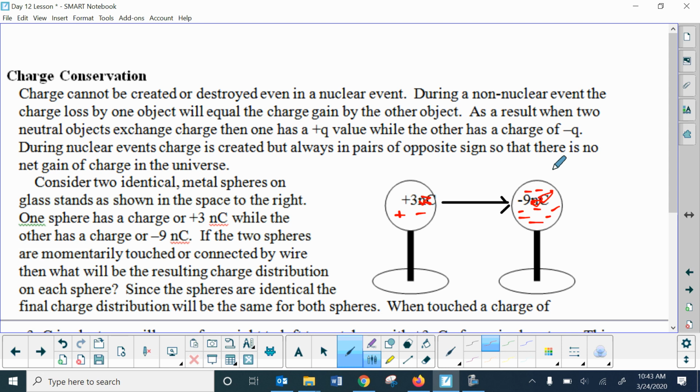Now, the charge that's going to move is the electron because the electron is allowed to move. If you try to move a proton, you get a nuclear explosion, so that's no good. That's not what we're talking about. We're talking about electricity, so electrons are the things that are going to move.